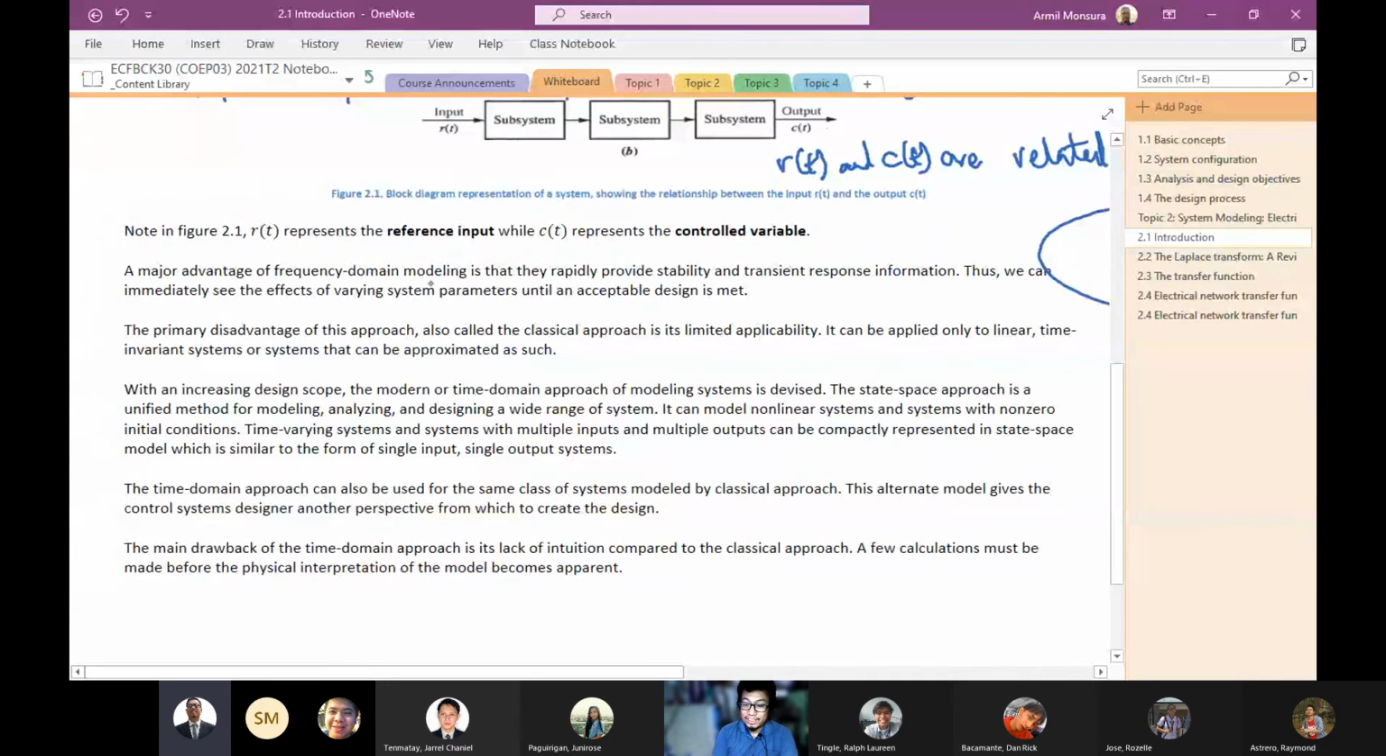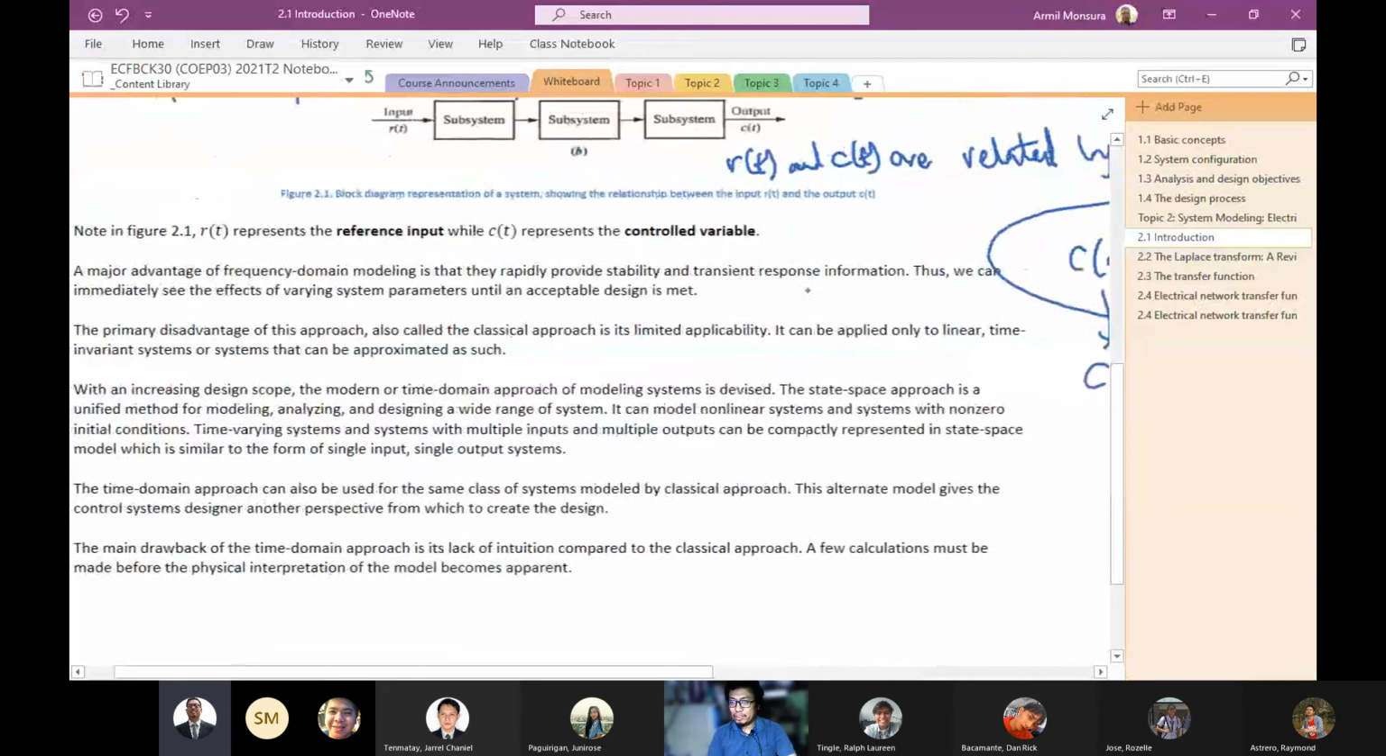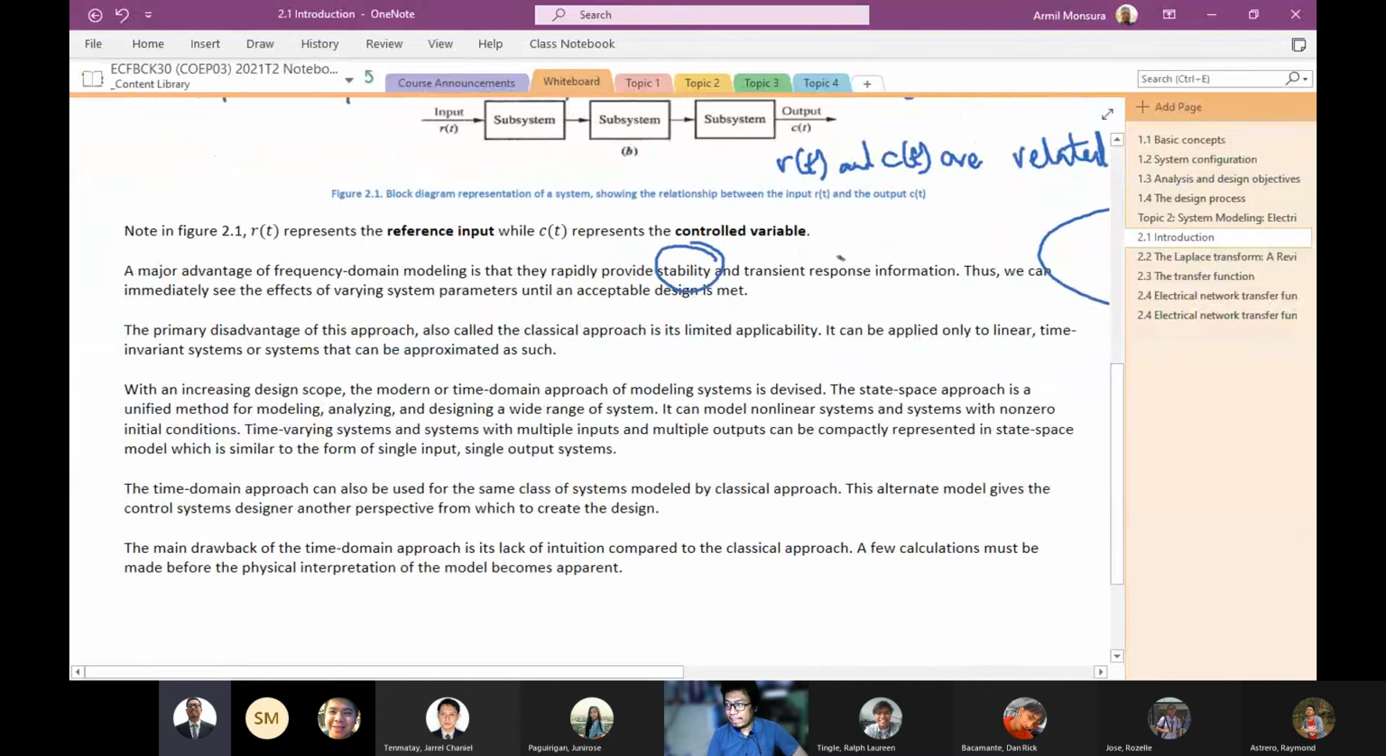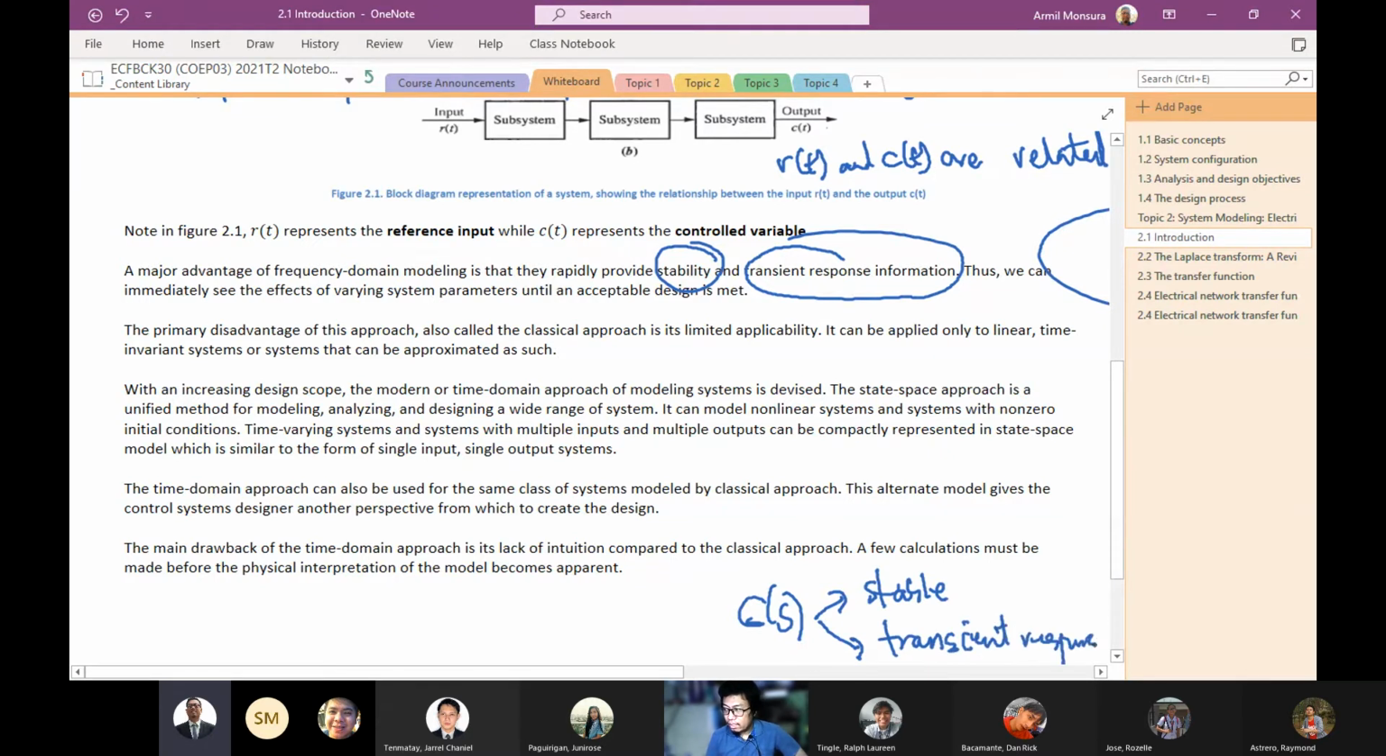Okay. Now, the major advantage of using this type of modeling, okay, yung major advantage ito is that they rapidly provide stability and transient response information. It means, given na meron kayong G of S, okay, from the G of S itself, with minimal computations, you would be able to determine whether the system is stable or not, and you would be able to obtain some transient response information with minimal computations. Konting computations lang, makukuha na natin itong information na to. So that is how intuitive. Ang major advantage ng frequency domain modeling is intuition.